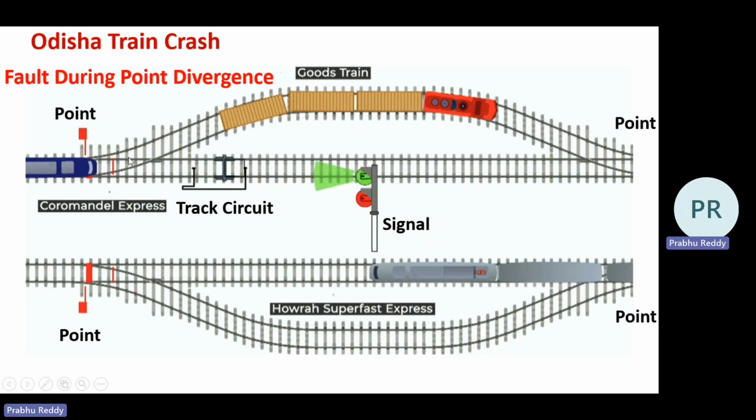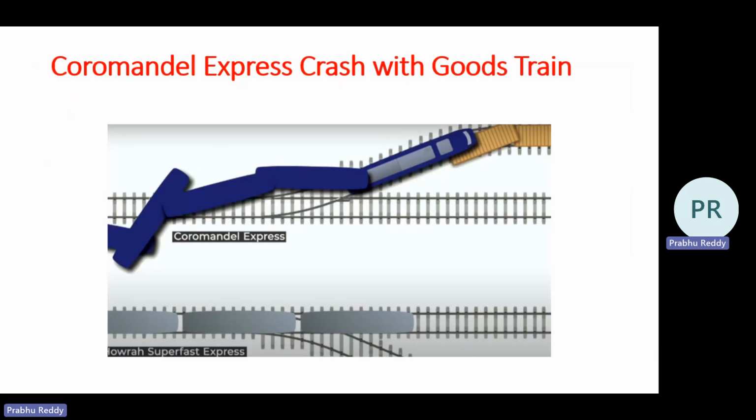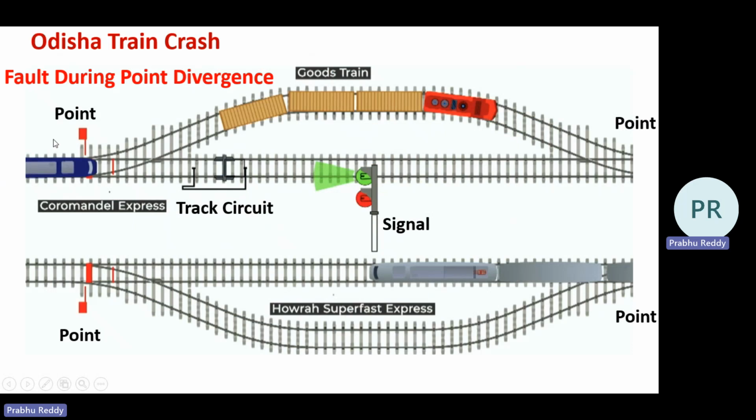So this is the status of the Coromandel Express, and at the same time there was a goods train present on the diverging line. The Coromandel Express had to move in the straight line, but it took the divergent line because of the fault in the point section. At the same time, you can observe that the Yeshwantpur Howrah Express is also moving on the other main line. Due to this fault in the point section, the train was moving like this.